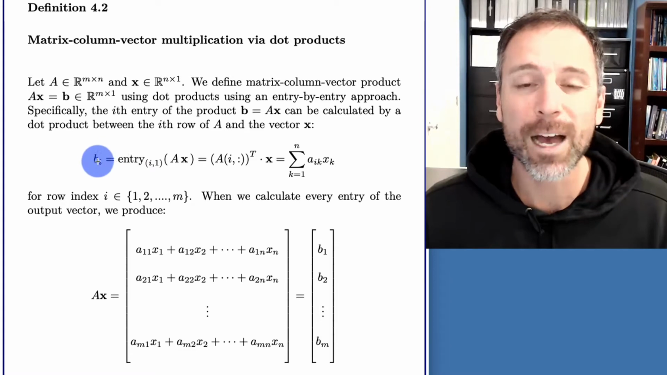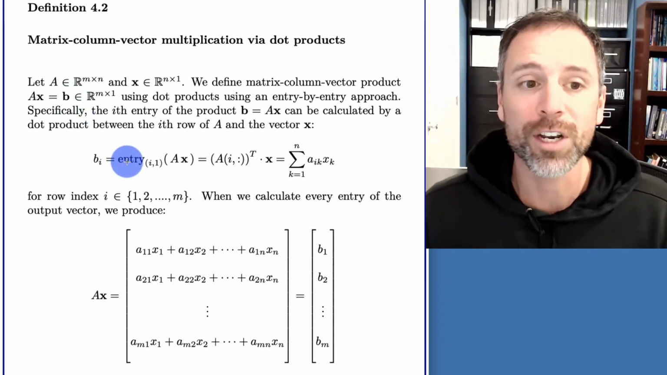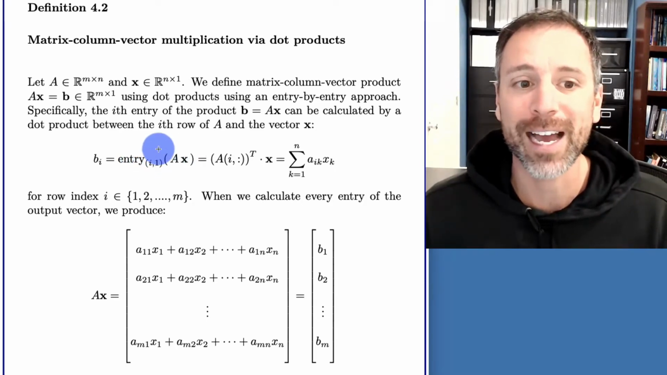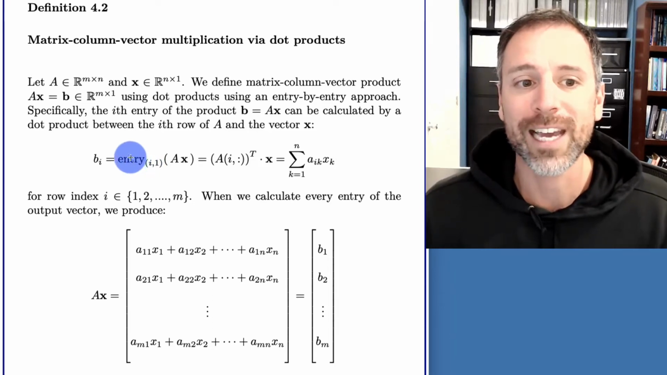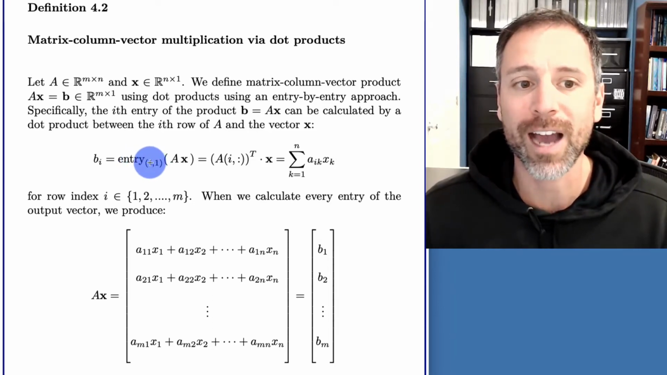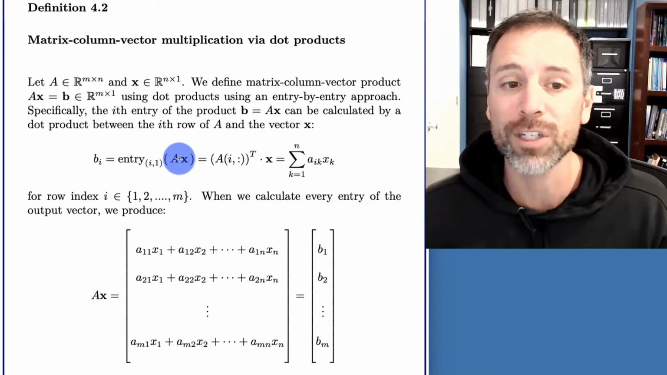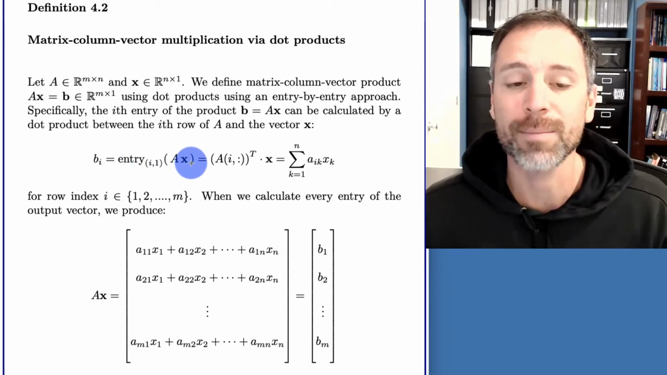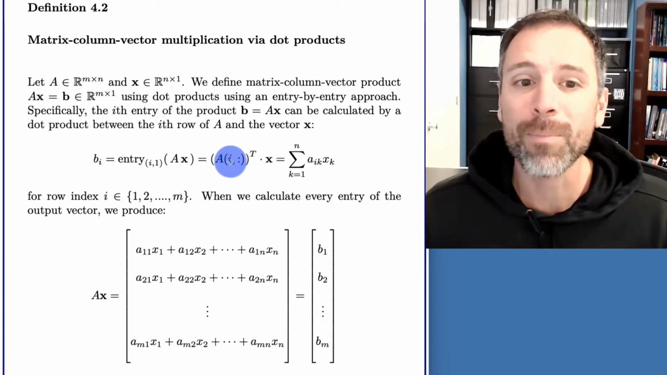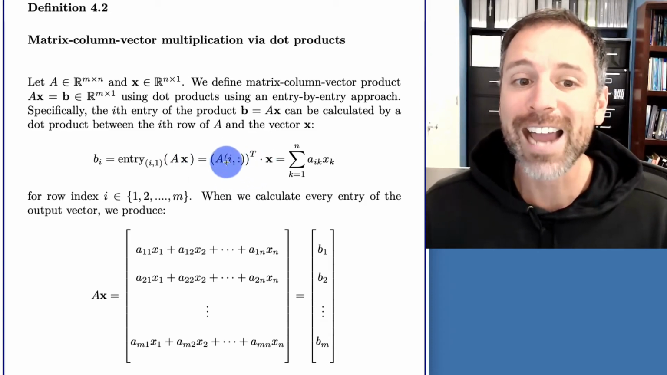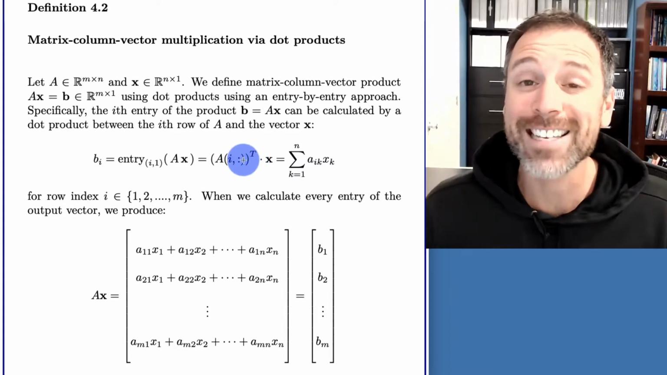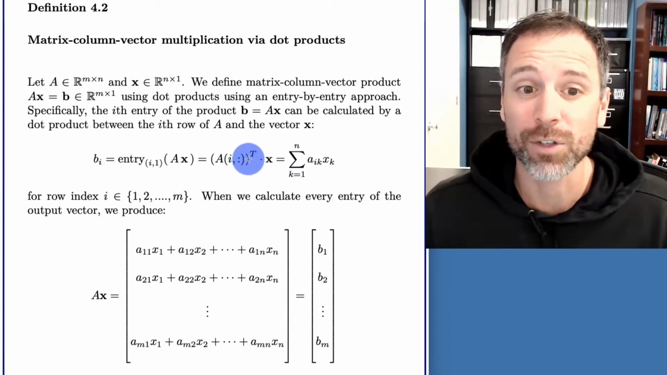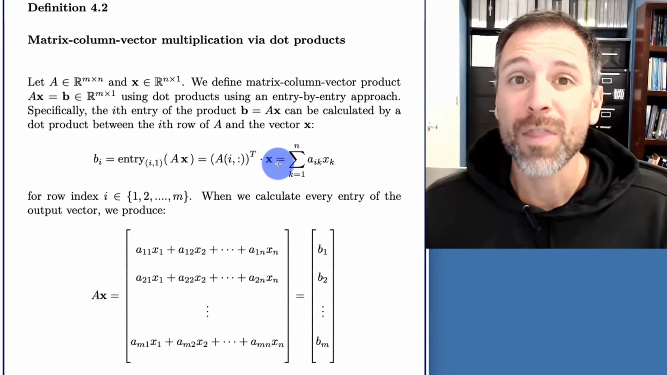Specifically, b sub i, the ith entry of the output vector b, is going to be equal to entry i comma 1 of A times X. Remember, in the entry notation, we say that this entry is going to be in the ith row and first column of whatever's in the argument. So this b_i is the ith entry of A times X. And we define that to be a dot product between the ith row of A, written as a column vector, which is very interesting, dotted with the vector X.